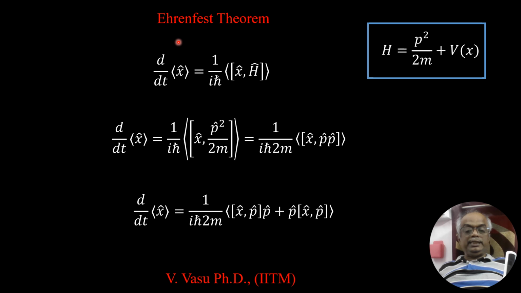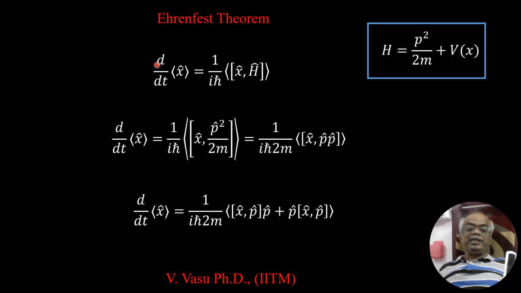Today we will see in detail the Ehrenfest theorem, which connects classical physics and quantum physics. You know very well that in quantum mechanics we are dealing with operators. In classical mechanics, these things are observables. For example, x is an operator in quantum mechanics, whereas it is an observable in classical mechanics.